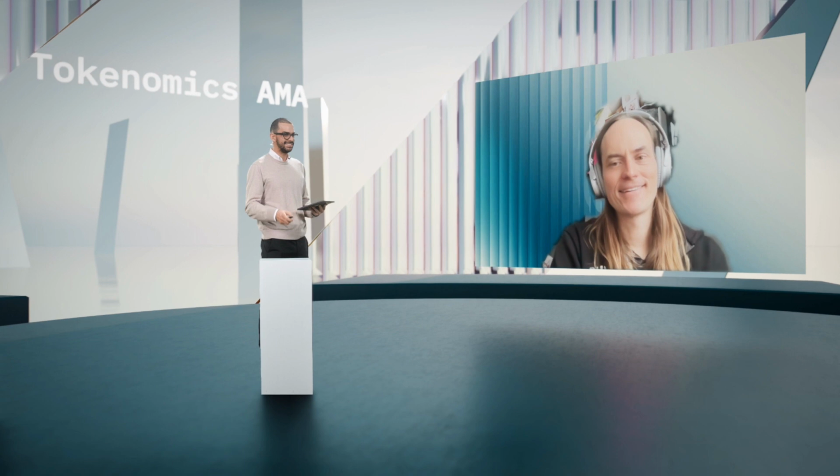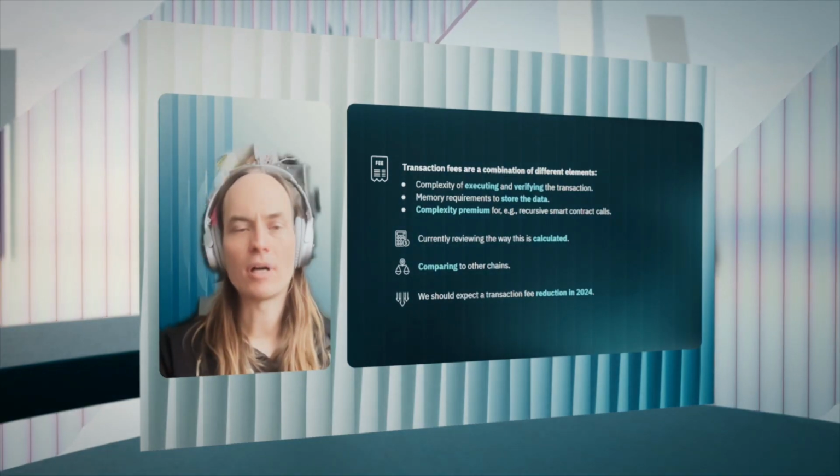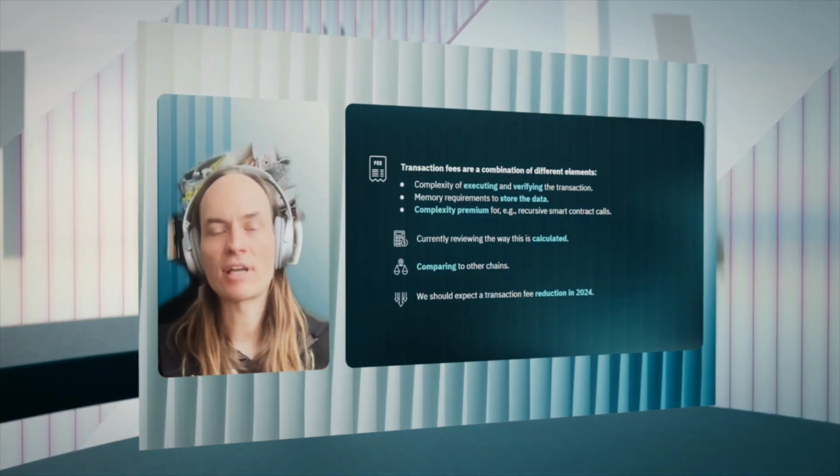To go through the last important, or maybe not the last, but at least one of another important topic of token economics that we haven't addressed yet is the transaction fees. What can you tell us about those, Christopher?